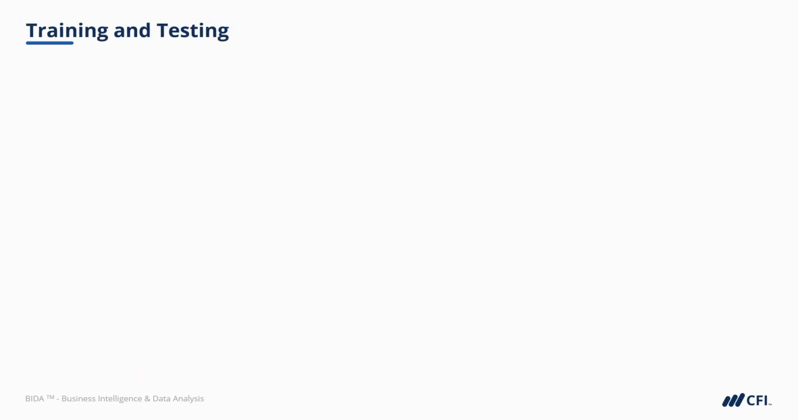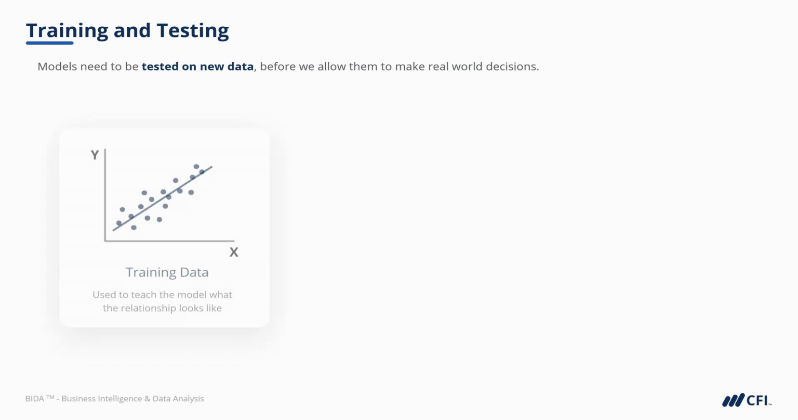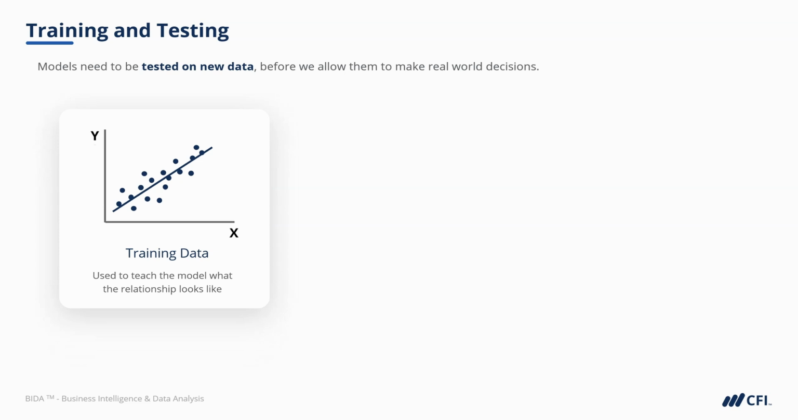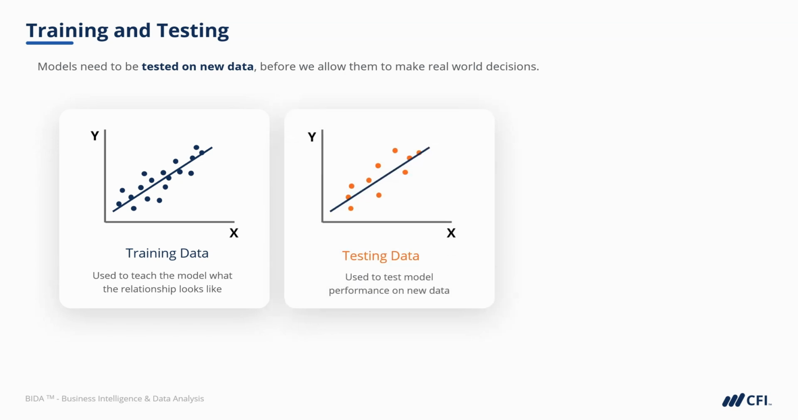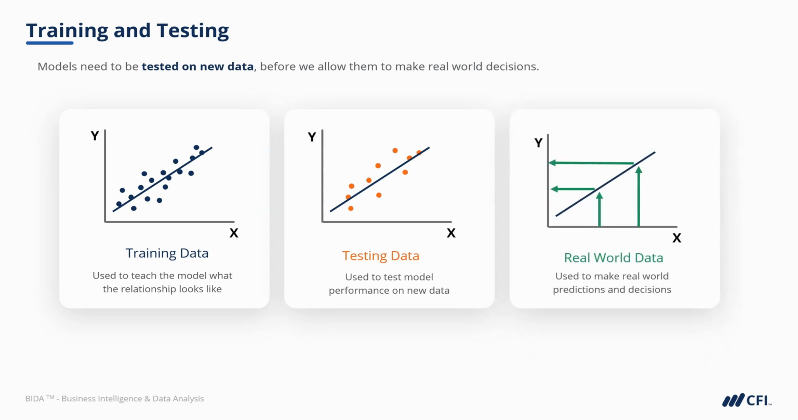As you'll see, an important part of all machine learning models is that we separate the training and testing processes. Models need to be tested on new data before we allow them to make real-world decisions. So first, we use a set of training data to teach the model what the relationship looks like. Next, we test the model and look at how it performs on a new set of data. If the performance is good, then we can move on to making predictions with real-world data.